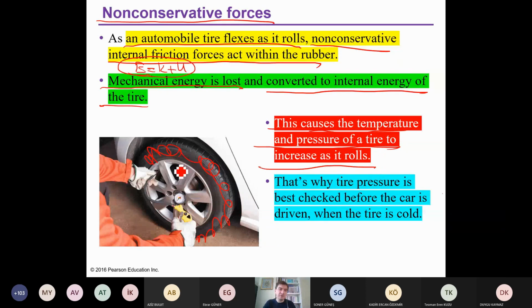So this internal energy causes the temperature and pressure of a tire to increase as it rolls. So whenever these tires are rolling on the surface, some part of the total mechanical energy is converted to the internal energy of these tires, and these tires become hot. Temperature of the tires increases. So if the temperature of the tire increases, then the pressure within the tires also increases. So it is better to check the pressure of the tires before the car is driving, when the tire is cold.